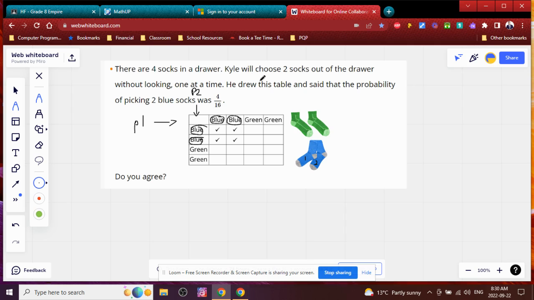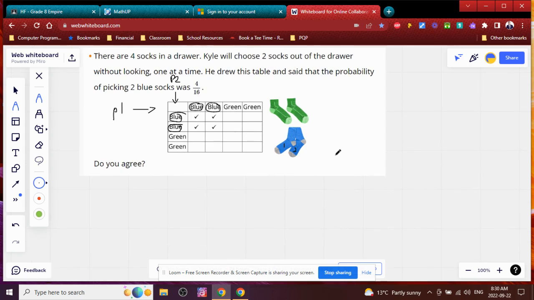What it does say is that he's picking the socks out one at a time, and he's looking at picking out 2 socks in general. So what that means is that we have to change our thinking here. So we're going to swap out this table for something that we're calling a probability tree.